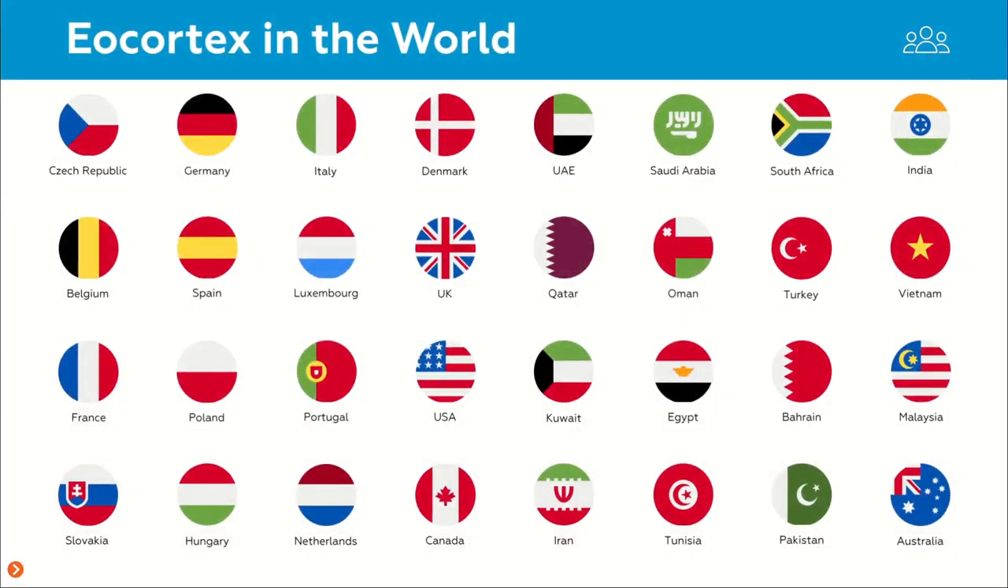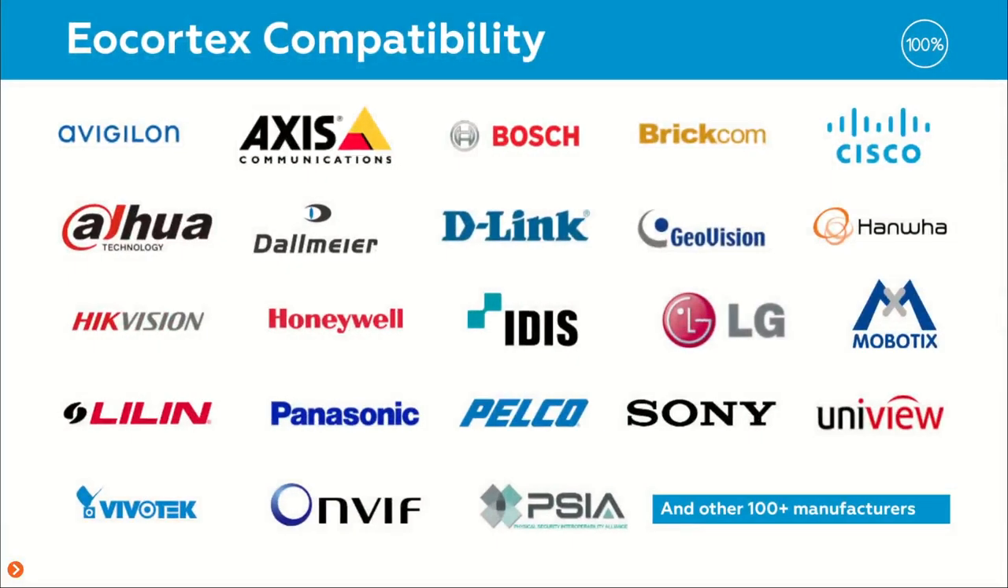These are the countries we have presence in, and our VMS is very universal. It works with almost every device. More than 5,000 devices are directly integrated with Eocortex. You can see the most popular brands of IP cameras and IP devices we are compliant with. ONVIF and PSIA protocols are two modes of connection we support. If your camera supports this type of connection, you can use it with Eocortex as well.